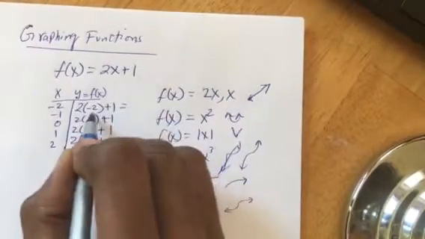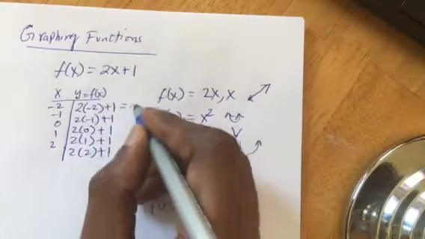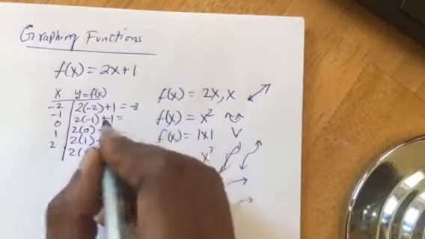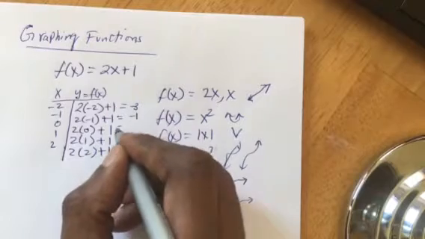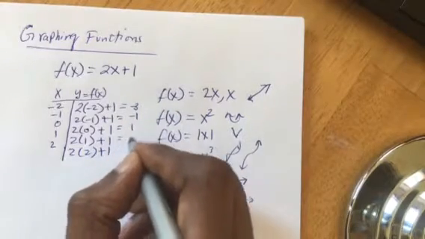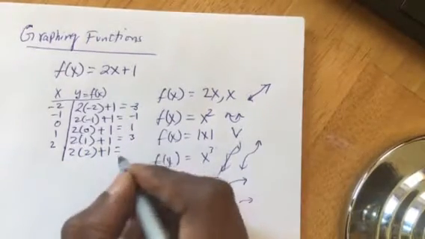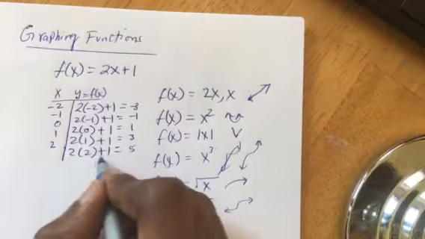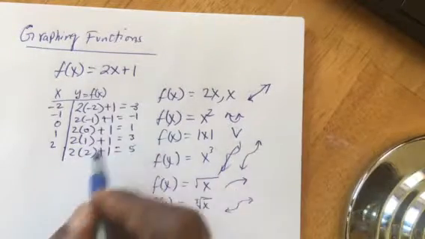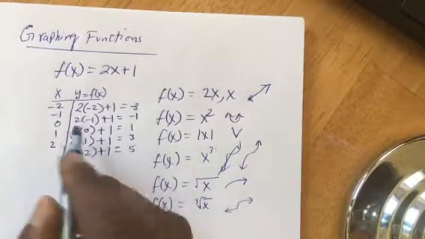2 times -2 is -4, plus 1 gives you -3. The next one gives you -1. The next one gives you 1. The next one gives you 3. The next one gives you 5, because 2 times 2 is 4 plus 1 is 5. Then after that, you can write the ordered pairs from here.